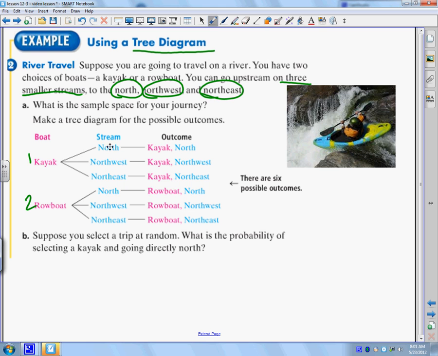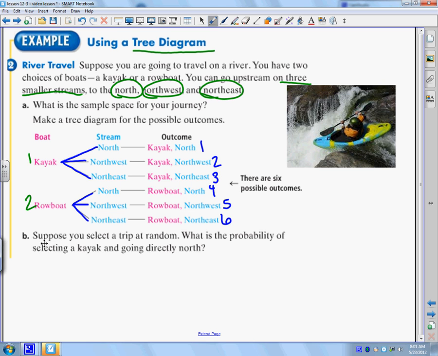So, from my kayak, I could go to the north, I could go to the northwest, or I could go to the northeast. For my rowboat, I could go to the north, the northwest, or the northeast. So I have 6 possible choices when I get up to the counter to pay.